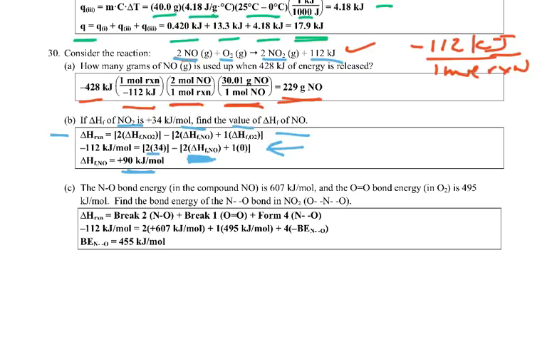Okay, the last part: the NO bond energy is 607. The OO bond energy in O2 is 495. Find the bond energy in the NO bond in NO2. So we are still referring to this equation way up here. Okay, but it might be a little bit easier for us to draw all of this stuff out and figure out what's happening. And remember, what's going to happen is we have two NOs and we have an O2. We're going to break those bonds, and we're going to form the bonds in the two NO2s. So I have drawn these out.